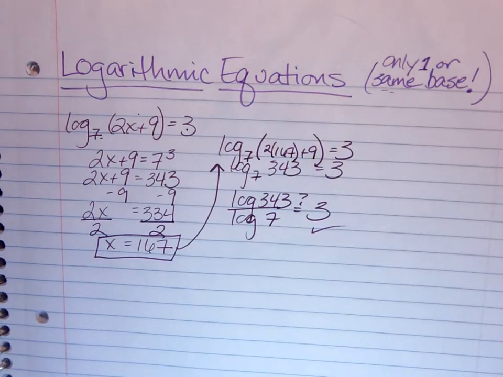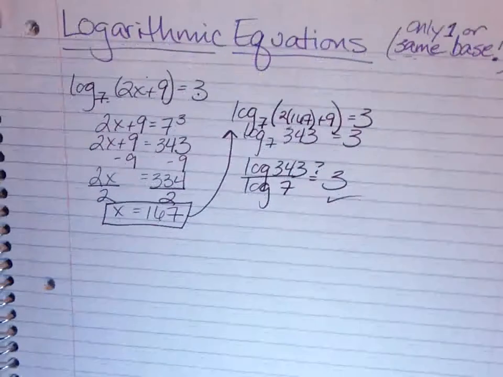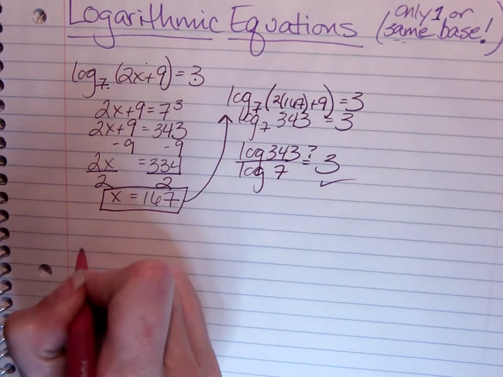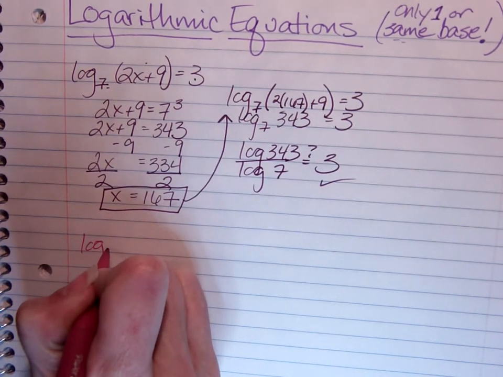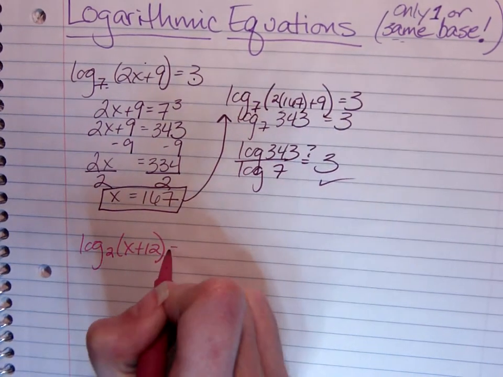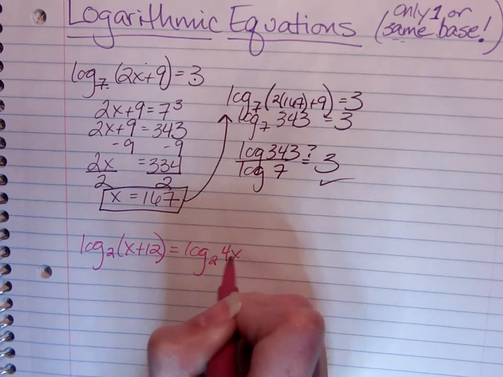Okay. So that takes care of when there's only one logarithm. What about when there's more than one log? Well, our most basic example of that would be something like log base 2 of x plus 12 is equal to log base 2 of 4x.